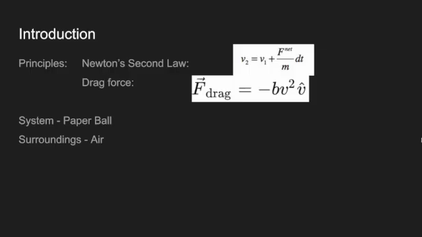The reason we are using Newton's second law of motion is to measure and observe the relationship between position and time and how our perceived net force affects the paper ball. Our system is the paper ball and our surroundings is the air.